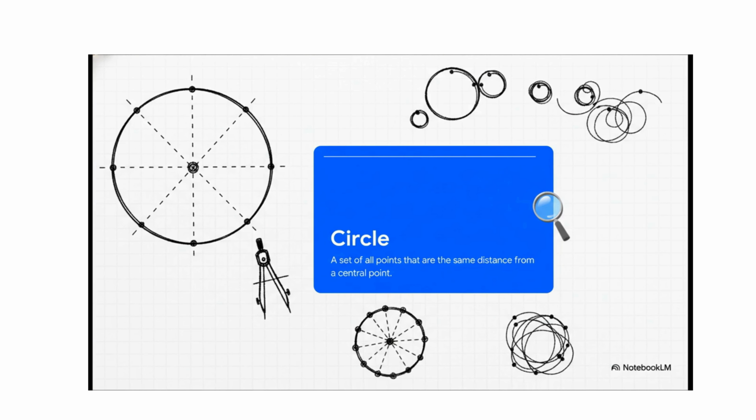This is what a compass is all about, right? It draws every single point that is the exact same distance from a center point, creating this perfect shape that's defined by one simple, unchanging rule.